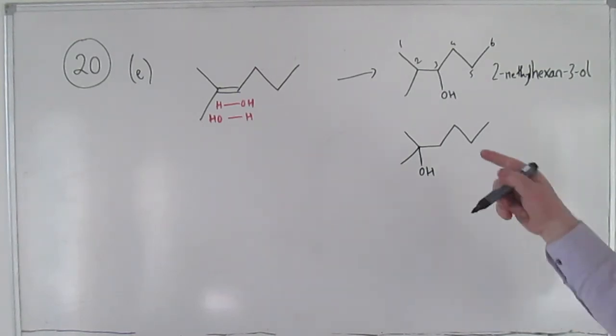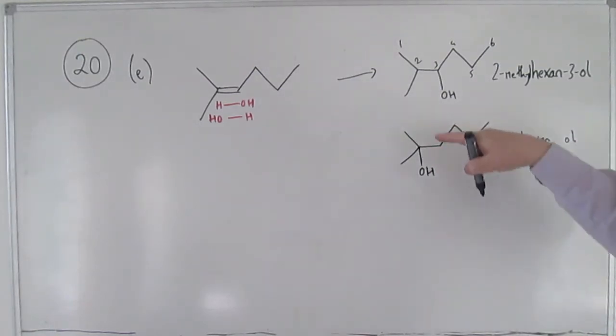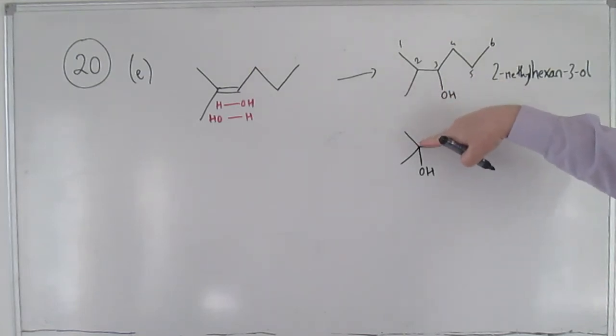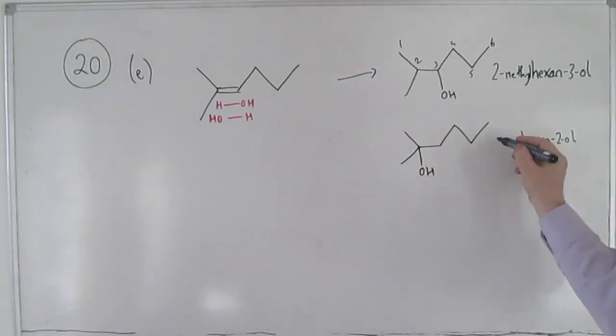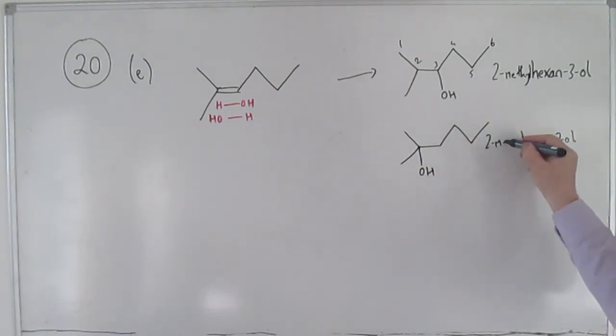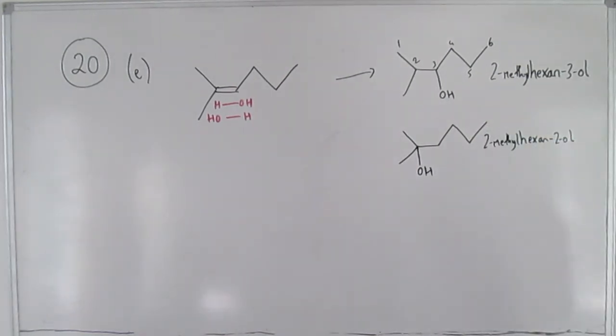This one, again, is hexan-ol as the root of the name, because you've still got that chain of 6 across there. But now, numbering from this end, the OH is on carbon 2, so it's hexan-2-ol. But of course the methyl is still on 2 as well, so it's 2-methylhexan-2-ol. So next it wants the conditions for that reaction.